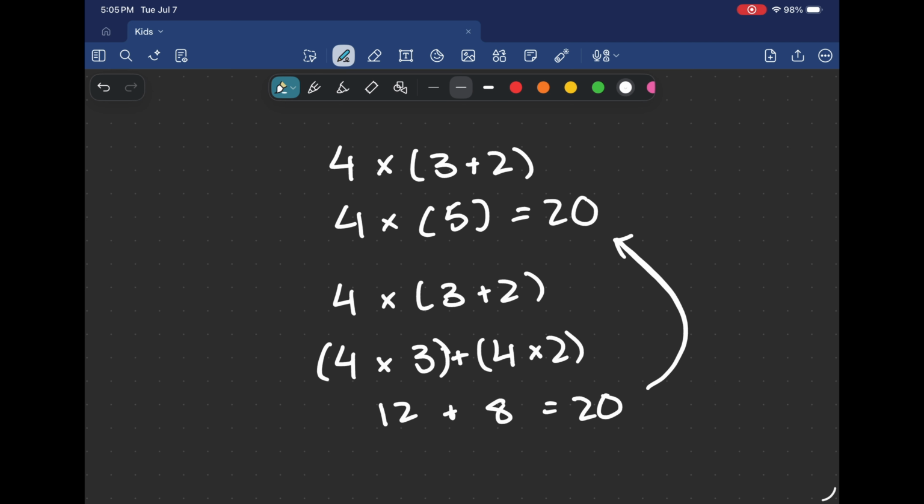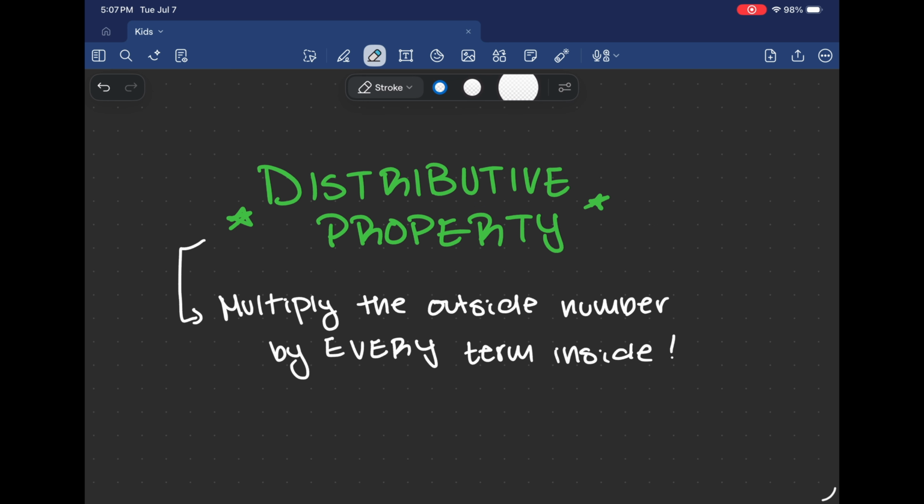The second method is called the distributive property, and today you'll learn about how it works. The distributive property tells us that if a number is outside a set of parentheses, we multiply it by every single term inside the parentheses, not just one, every last term.